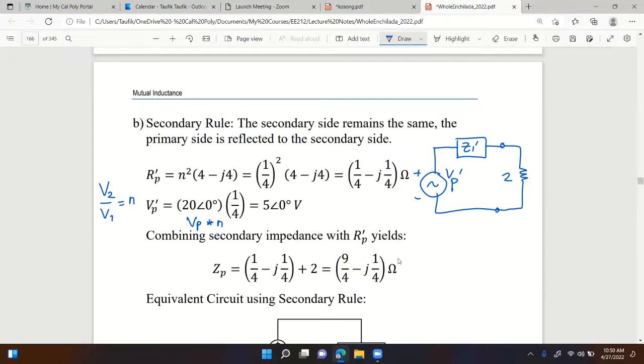Right, that's from that equation, right? V2 is equal to V1 times N. Well, our V2 is our reflected value. So in our case, this V2 right there is our reflected value, VP prime. And then V1 is our original voltage, VP. Okay, so that's VP times N. That's going to be 5 at 0 degrees. Any question on this? So VP prime is equal to VP times N.